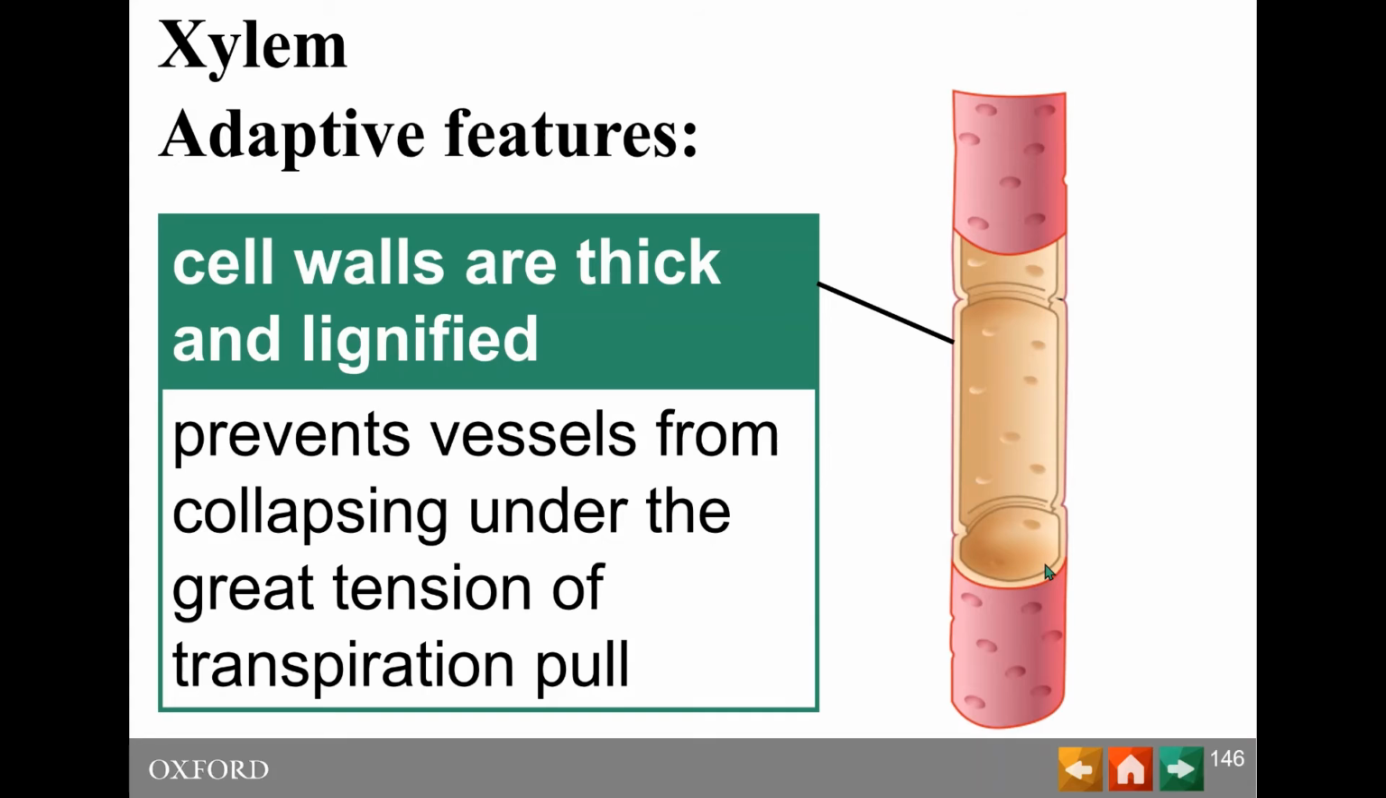With the thick and lignified cell walls in xylem vessels, such events rarely or even never happen in the plants. Okay, which makes sure the water can pass through this hollow tube.